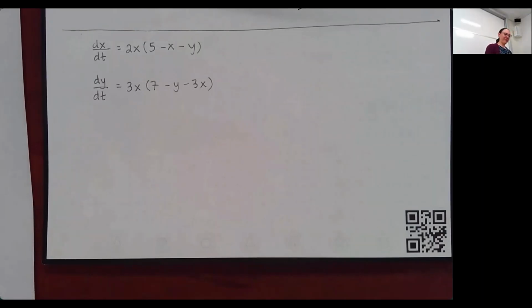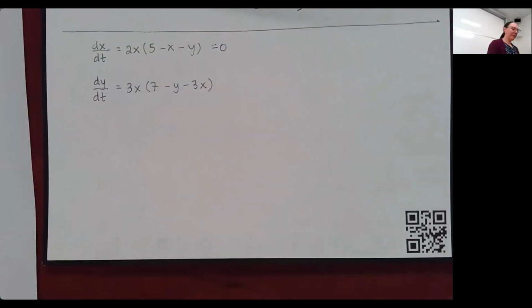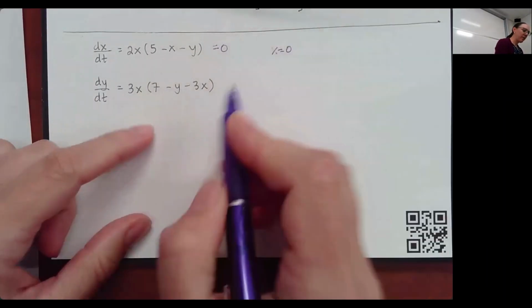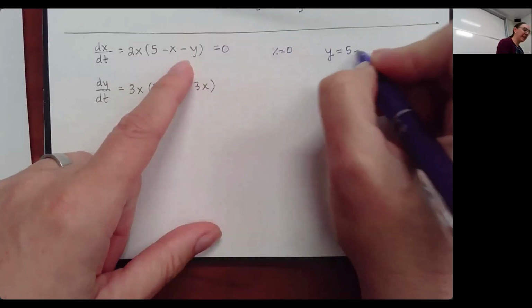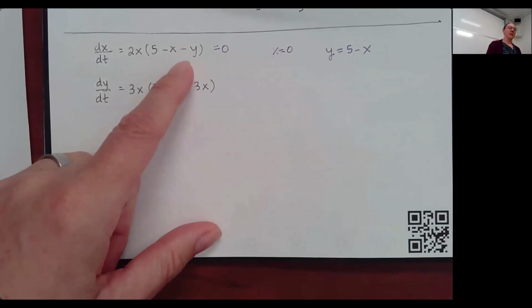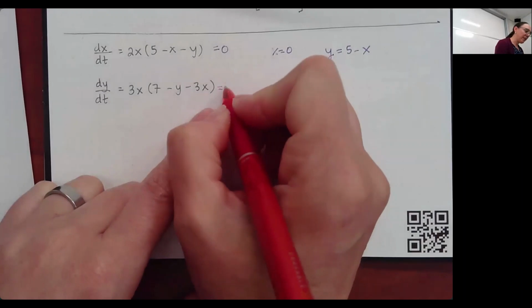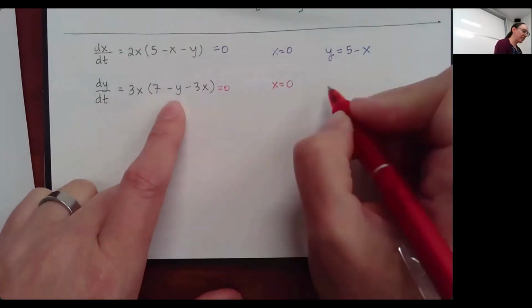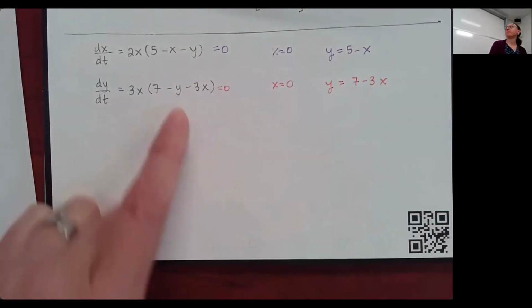And so if I set this equal to 0, then my nullclines look like x equals 0, or I'm just going to rearrange this, y equals 5 minus x. If I set this one equal to 0, then I've got x is equal to 0, or if I rearrange this, y is equal to 7 minus 3x.